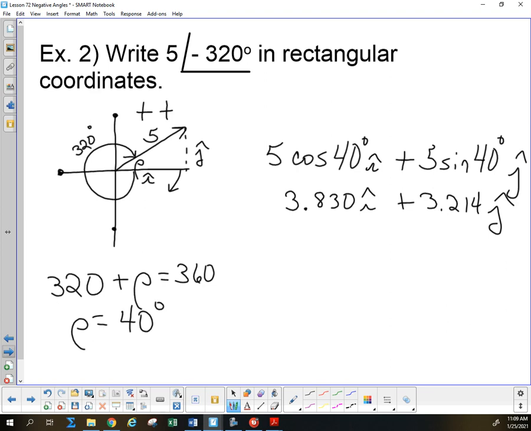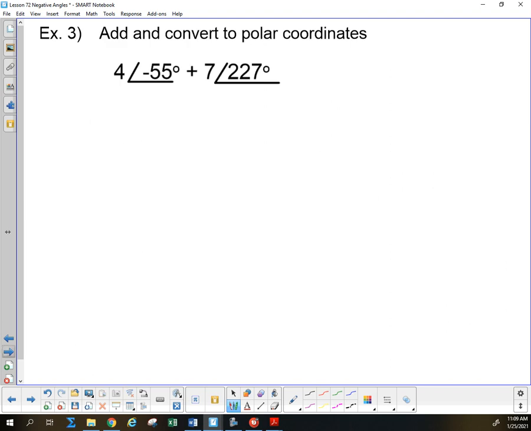So to finish up this lesson, let's do one where we are adding. One's going to have a negative angle, one's going to be a regular positive angle. Let's add them, and let's convert back to polar when we are finished. So we need to begin with these two. We will draw a separate sketch for each.